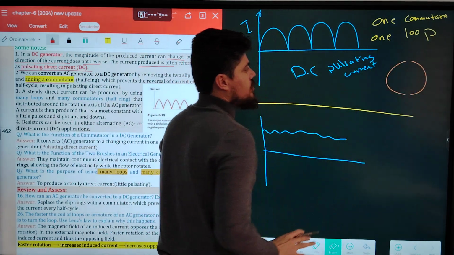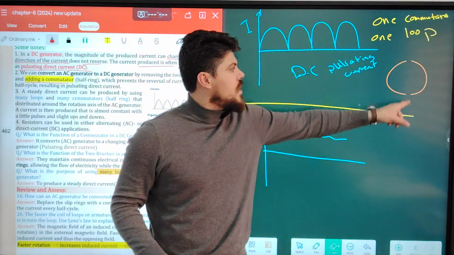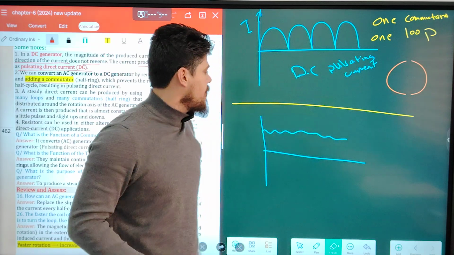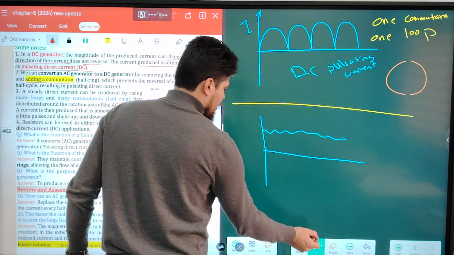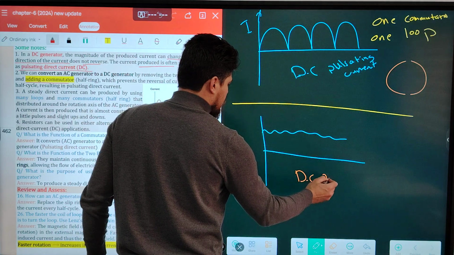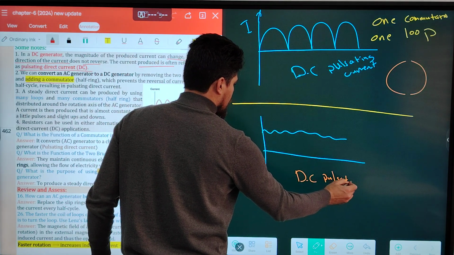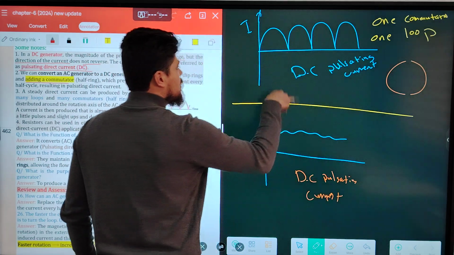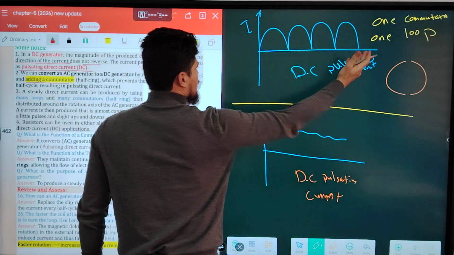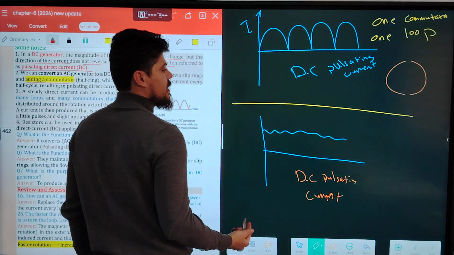Guys, we have one commutator. It means that we have only one gap. Okay? But in this figure, also this is DC pulsating current. What is this? DC pulsating current still. But what is the difference between these two figures? This is with more pulse and this is a little pulse.